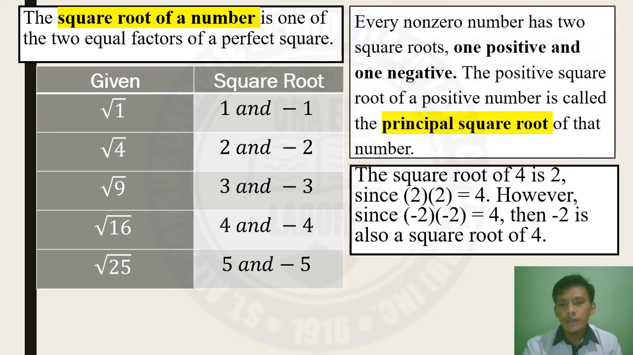Every non-zero number has two square roots, one positive and the other negative. The positive square root of a positive number is called the principal square root. Don't forget that. Again, the positive square root of a positive number is called the principal square root of that number.